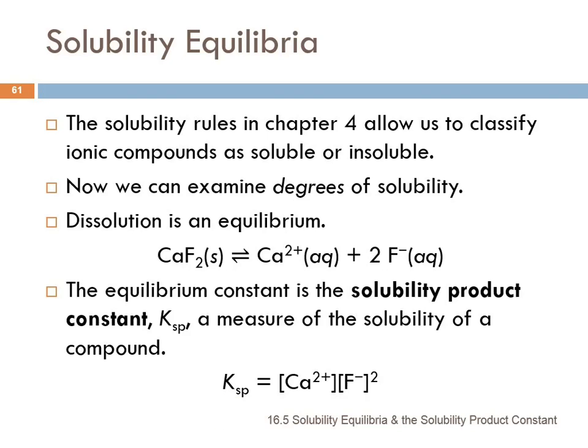Now, we've had Ka and Kb, and we had Kc and Kp as well, and now we've got KSP, right? The SP, solubility product constant. It's the solubility product. It's the product, the multiplication of those 2 ions that are formed. It's a measure of the solubility of a compound. If KSP is high, more of the solid will dissolve. If KSP is very small, very little of it will dissolve.